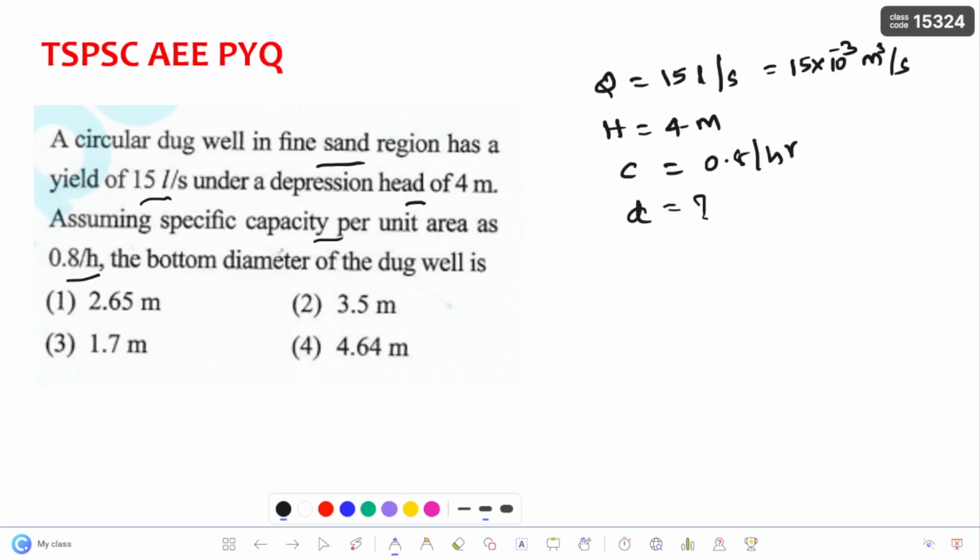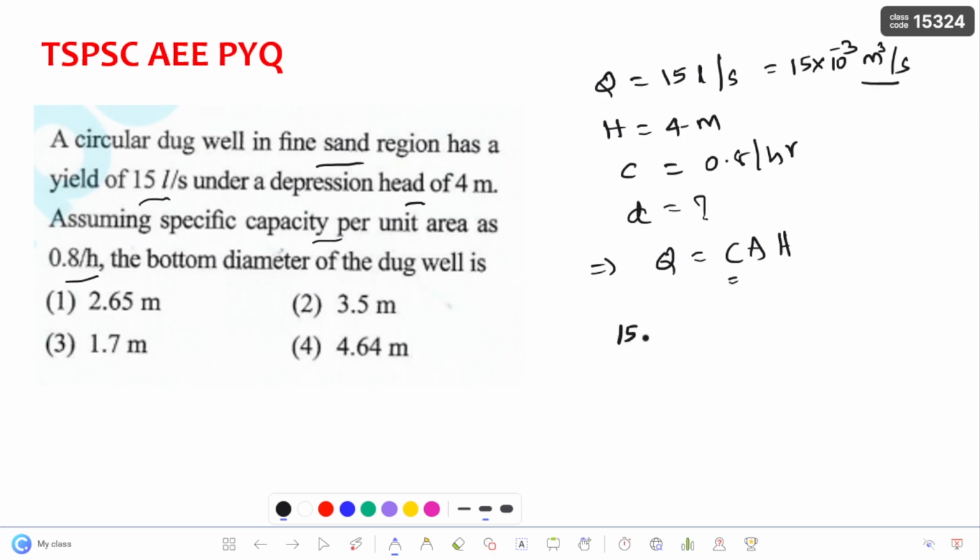For a dug well, we have a formula that is Q is equal to C into A into H, where C is the specific capacity per unit area, A is the area, and H is the depression head. Now let us find out the diameter of the dug well. Let us substitute the values.